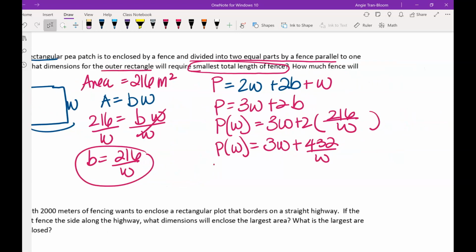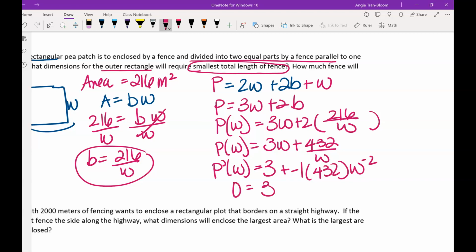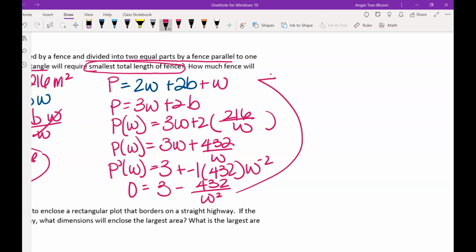Okay. I'm going to do the first derivative. I'm going to use the power rule. So P prime of W equals 3 plus, this is the same as 432W to the negative 1. So minus 1 W minus 1 times 432 W to the negative 2. And from there, we are going to set it equal to 0 to see if we can solve for our critical point. Okay, I'm going to make it into a common denominator of W squared. So 0 equals 3W squared minus 432 all over W squared.